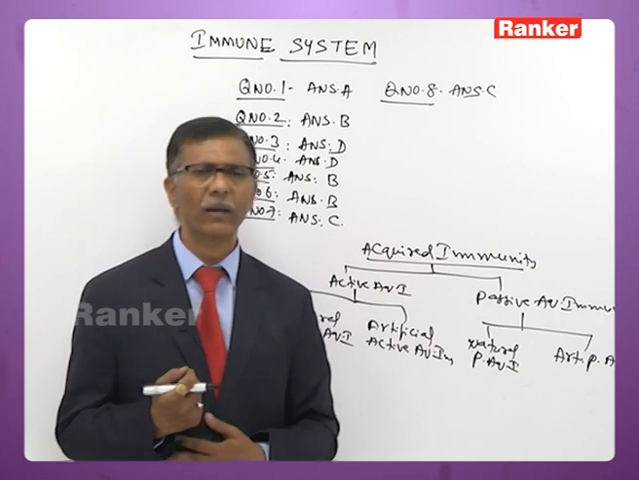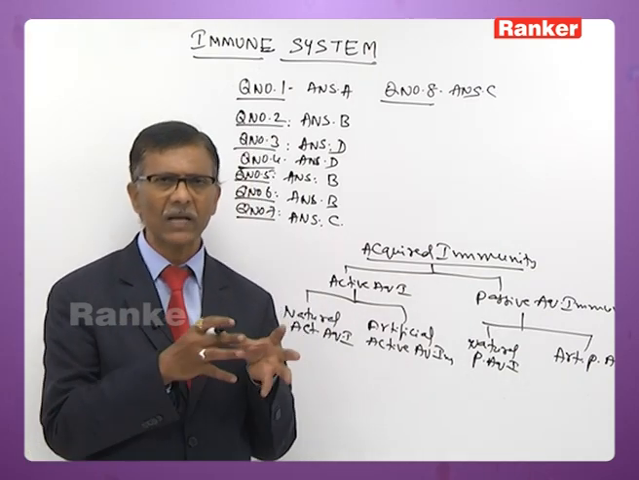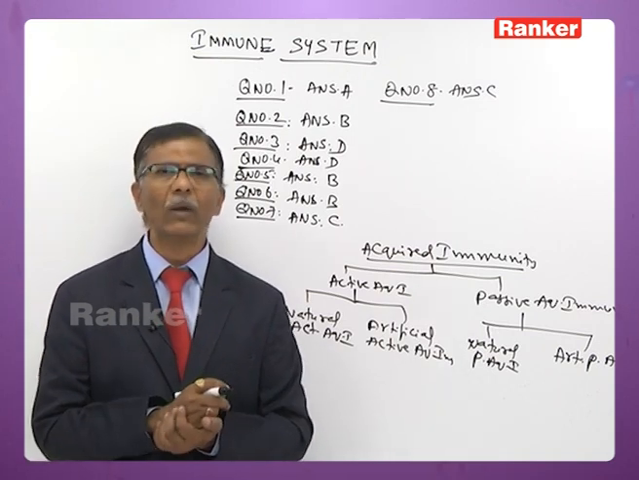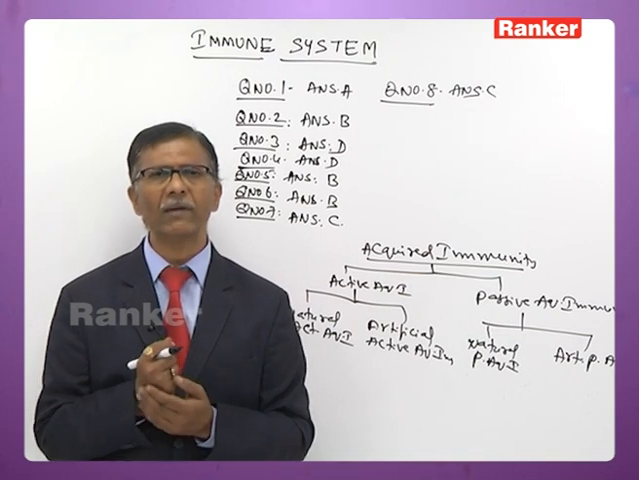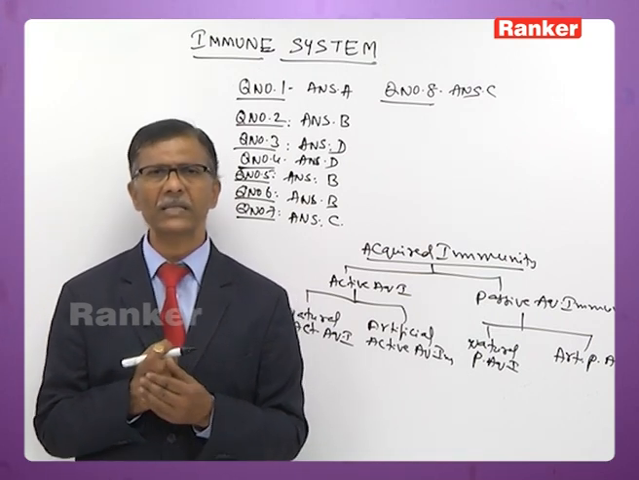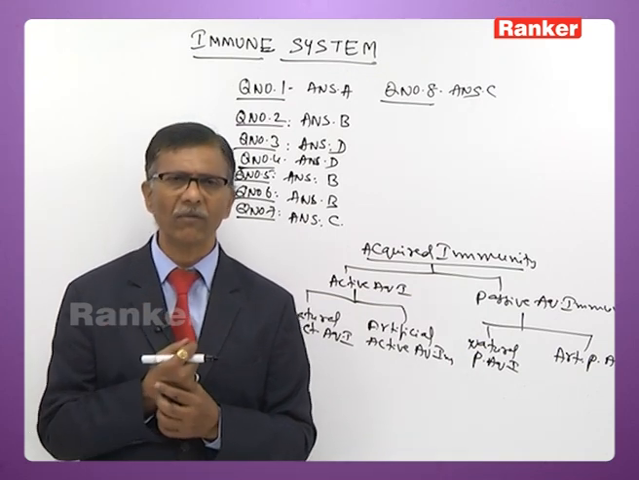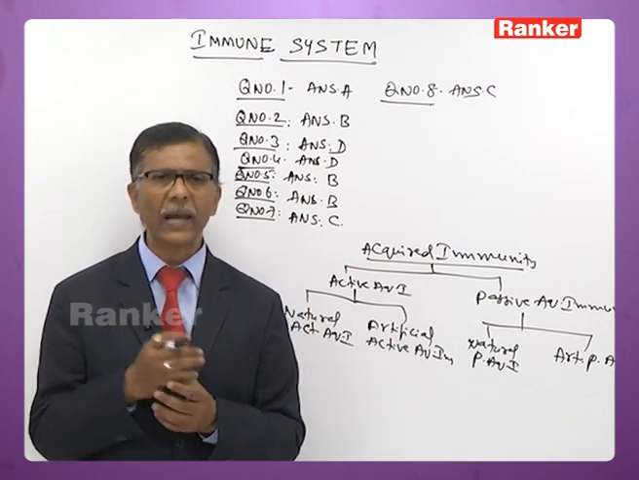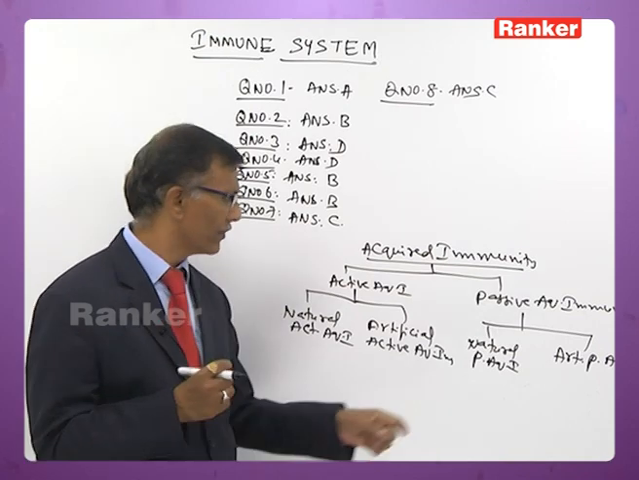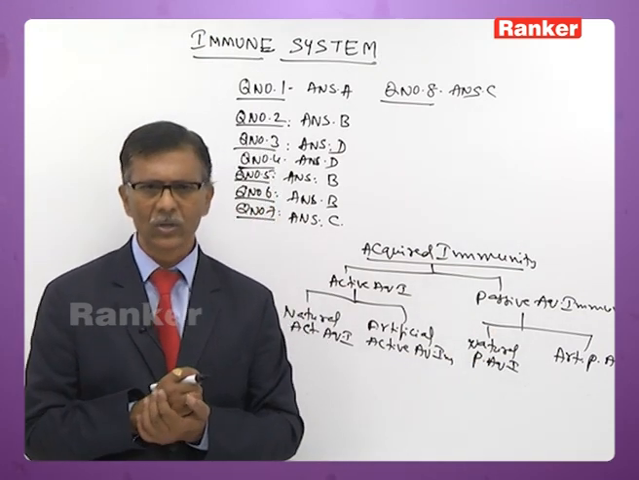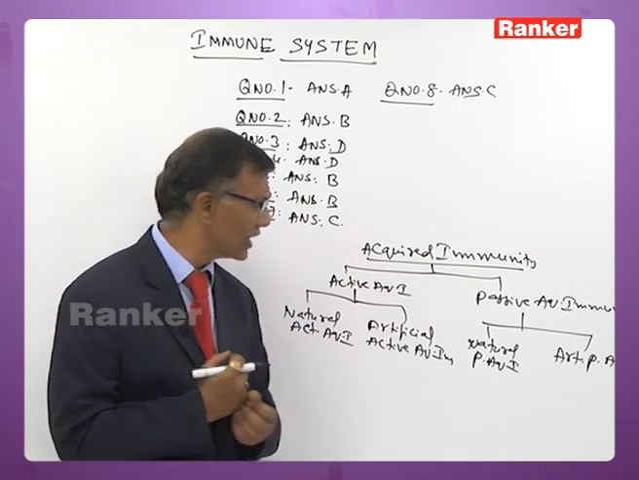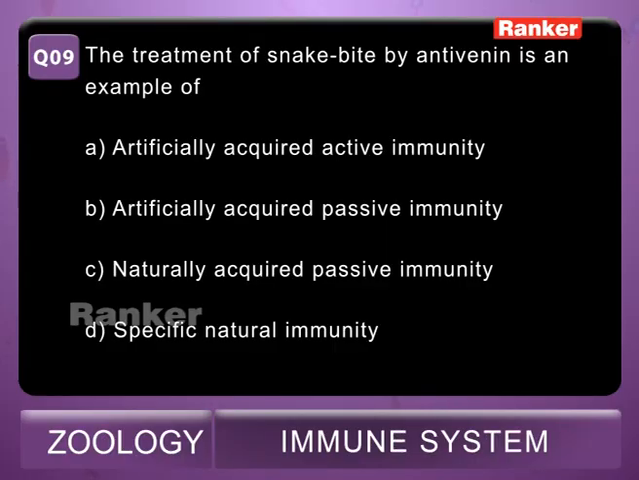Then artificial passive acquired immunity: antibodies that are synthesized in one sensitized host are transferred to a non-sensitized host. Polyvalent antivenom comes here. Polyvalent antivenom is synthesized in horses or sometimes mice by injecting small doses of venom of cobra, krait, Russell's viper and saw-scaled viper. So the polyvalent antivenom given to the human being is a kind of artificial passive acquired immunity. The correct option is B, that is artificial passive acquired immunity.